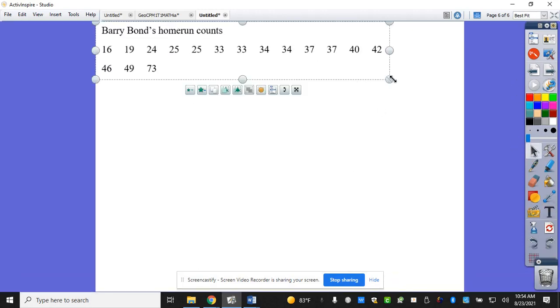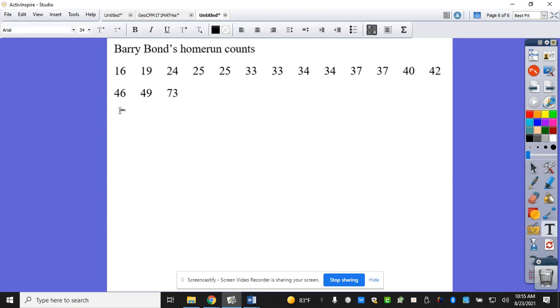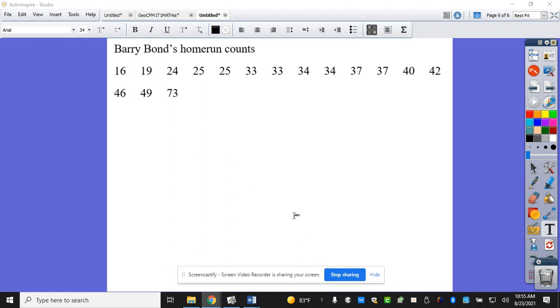All right, so we're going to start with Barry Bonds' home run counts. Put them in order. Go ahead and put them in order first. Just rewrite it underneath is fine. What's the lowest? Oh, they're in order, aren't they? I wondered why y'all are looking at me. I'm like, put them in order. Well, that was easy. So they're in order.